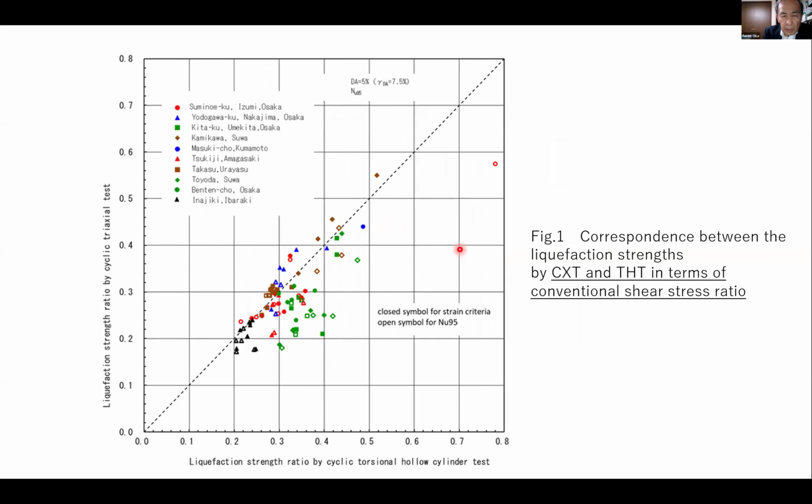If we plot the strength by the triaxial test result and also the liquefaction strength ratio by the cyclic torsional hollow cylinder test, or simple shear test, in terms of the conventional shear stress ratio, you can see this is the one-to-one corresponding line. So in this case, in general, the torsional hollow cylinder test result is larger than the triaxial test result.